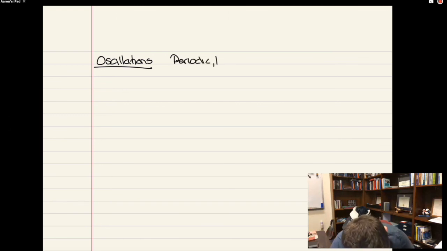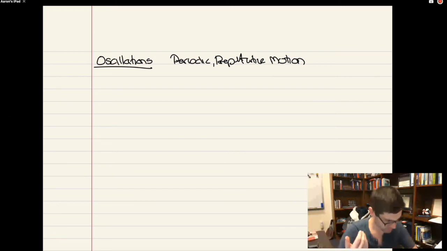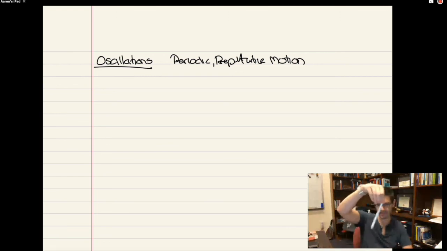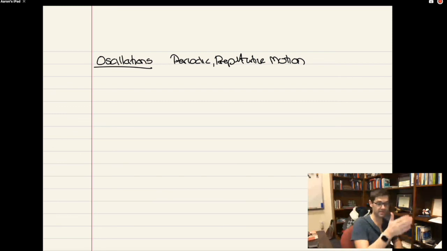Periodic, repetitive motion. Something that oscillates or goes back and forth. A pendulum of a grandfather clock is an example of something that oscillates. The pendulum swings back and forth. As a result, it does the same thing over and over and over again.